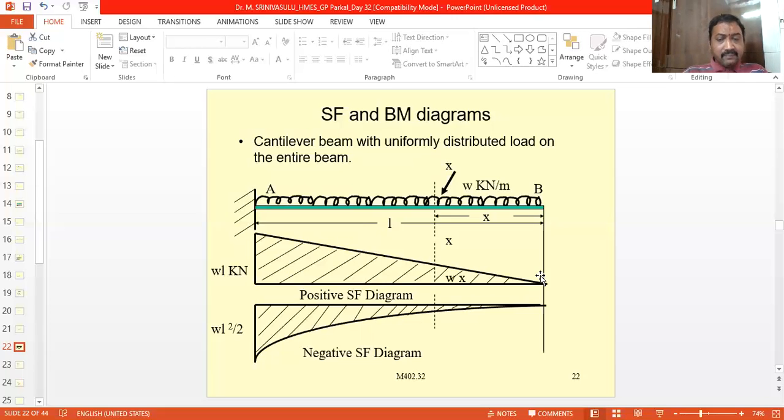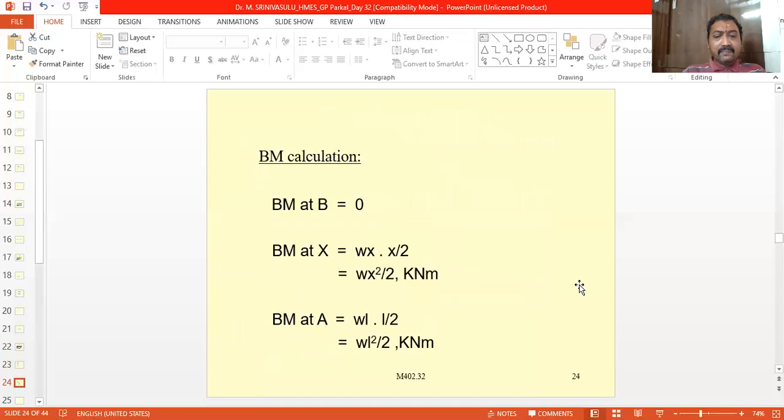Now coming to the bending moment diagram. For that we have to calculate the bending moment at the important points, that is point A, point X, and point B. Now coming to point B, here the force acting is 0, and so the moment caused by that force is also equal to 0. Therefore, the bending moment at point B is equal to 0.